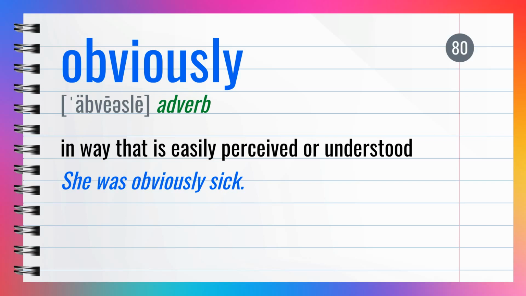Obviously. Obviously means in way that is easily perceived or understood. For example, she was obviously sick.